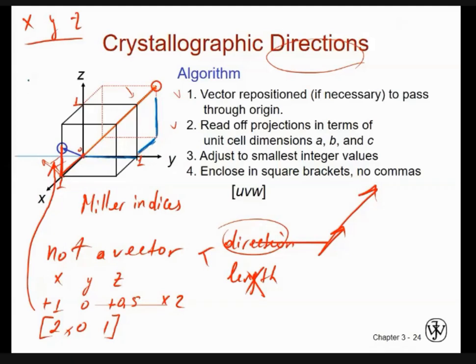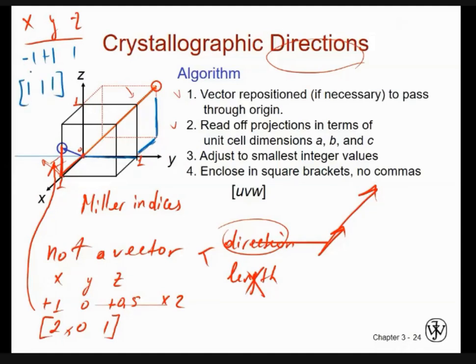So what I have: positive y, full length 1, negative 1, and positive 1. These are integer values. I don't need to make a change, just enclose it in a bracket, so it will be 1, 1, 1.